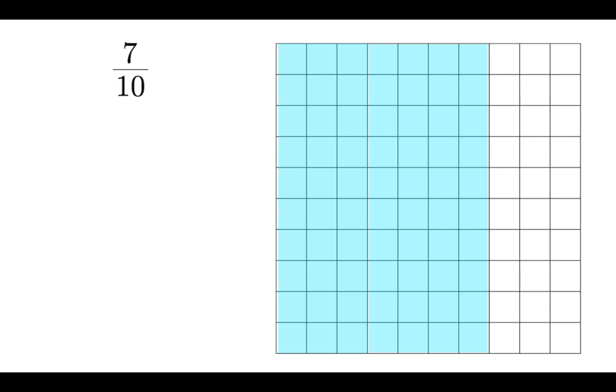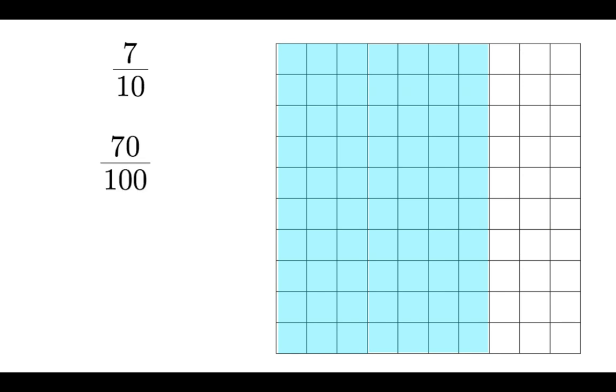Let's try another one. So if I have the fraction 7/10, I'm going to look at my denominator. It's 10. That means I'm going to be thinking about columns or 10 equal parts that my whole is broken up into. So I have 1, 2, 3, 4, 5, 6, 7, 8, 9, 10 columns. 7 of those columns or parts are shaded.